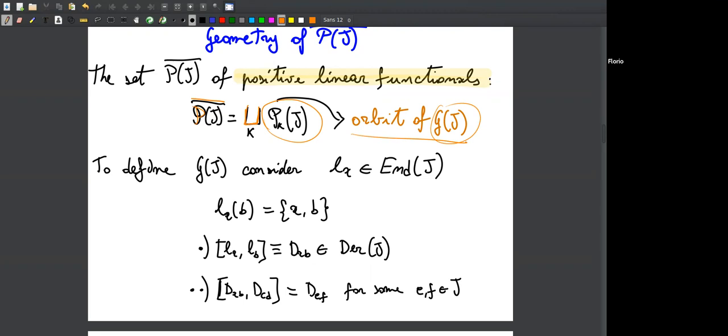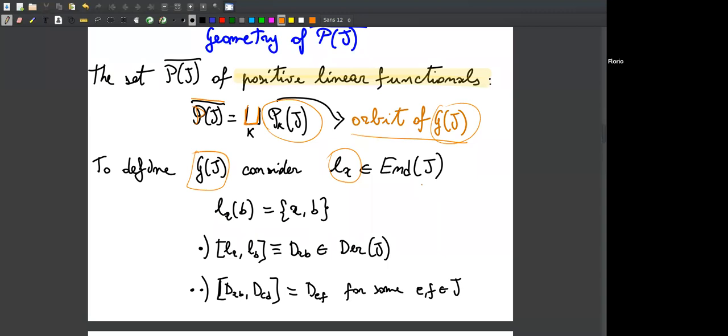Now, who is this group? This is called the structure group of the Jordan algebra. So it's really connected with the Jordan algebra case. And it's defined like this. We first consider this map, which is a linear map from J to J. And it's actually the left representation of the algebra on itself. In this case, since the algebra is commutative, left and right make no real difference, but let's call it left.